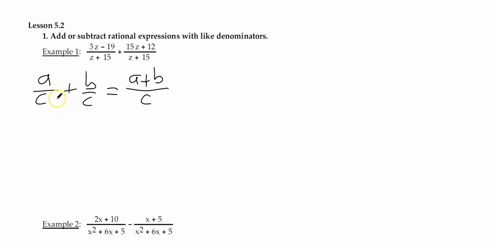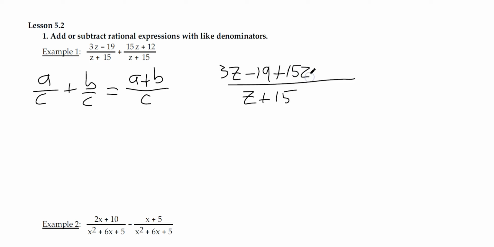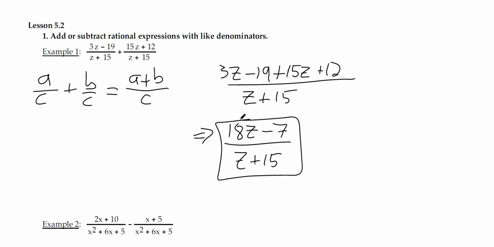So the common denominators, when they're in separate fraction forms, you see them twice. When we add them together, there's just one. So in this problem, we'll just have a z plus 15 in the denominator. And now in the numerator, we just add the numerators together. Okay, there's some like terms in the numerator. 15 and 3 is 18z. Minus 19 plus 12 is minus 7. And the z plus 15. And that is the result of adding these expressions that have like denominators. Okay, great.